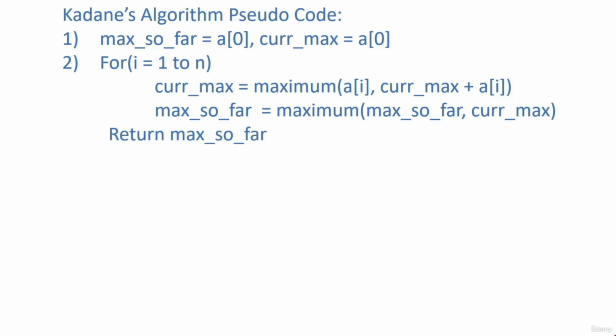In a nutshell, in the first step we are checking whether the coming element is contributing to the sum or not. We are taking the maximum, which means if it is contributing, then our max so far variable will increase when we take the maximum of max so far and current max. And in the end we are returning max so far.